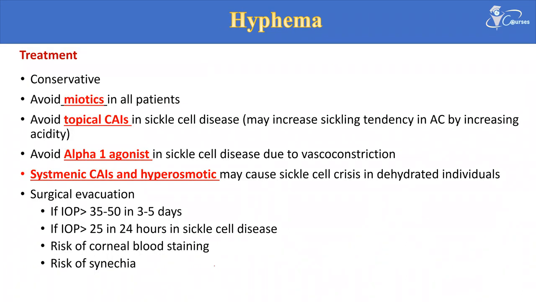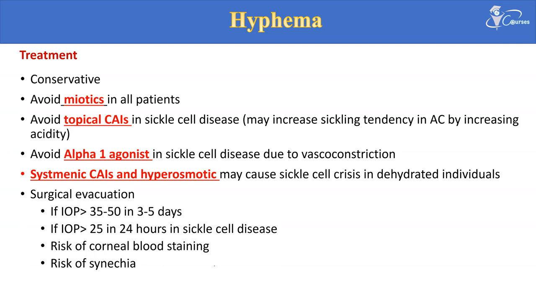So what will be the treatment for patients with hyphema? It can be conservative at the start, especially if it is a mild, small hyphema with low intraocular pressure, but we need to avoid certain medications. We need to avoid miotics in all patients, because miotics will break the blood-aqueous barrier, causing more inflammatory mediators to enter into the anterior chamber, increasing the inflammation.